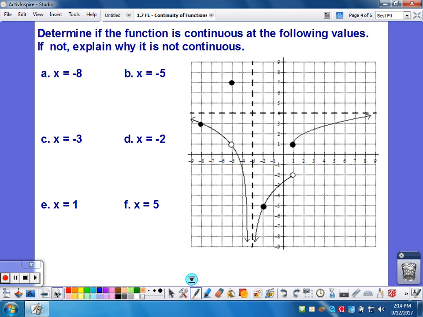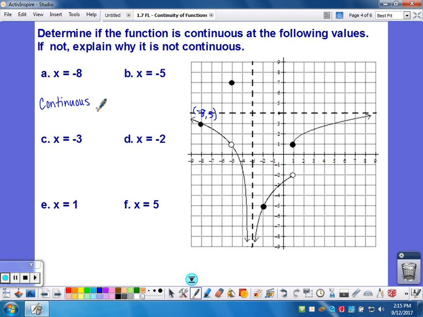So if you look at x equals -8, I want to look at this point here. I can see that that point is defined. So I have a value of the function at -8. This value is 3. And if I look at my left-hand limit, that is approaching 3. And my right-hand limit is also approaching 3. So this function is continuous at x equals -8.